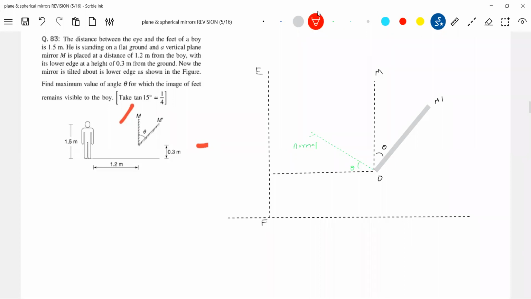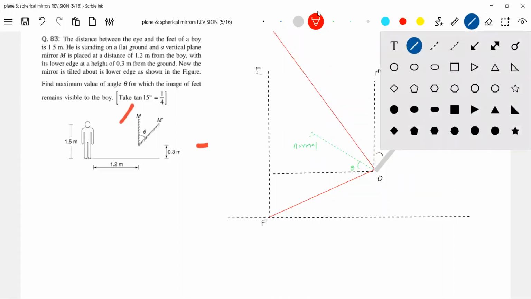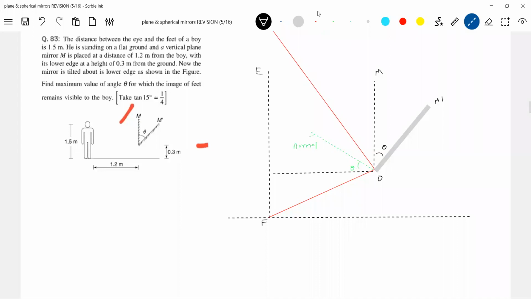So the incident ray, I'll take it from here. After reflection here, angle of incidence should be equal to angle of reflection. Roughly, I think it does not appear properly. Still, I'm adjusting it.